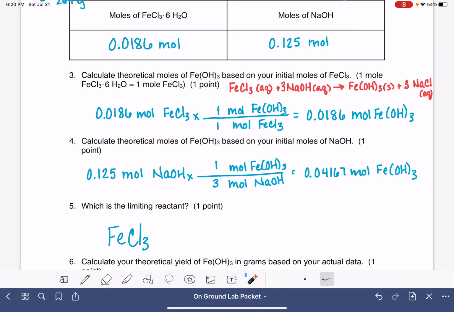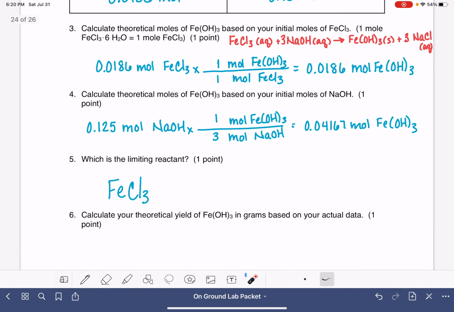Now, if you're comparing your data to somebody else in the class, you guys are not necessarily going to have the same limiting reactant. Limiting reactant varies person to person. So you might be like me and you might decide that the FeCl3 is your limiting reactant, but you might have a friend whose data is the other way around and their limiting reactant is NaOH, and that's perfectly normal. So don't be stressed about that.